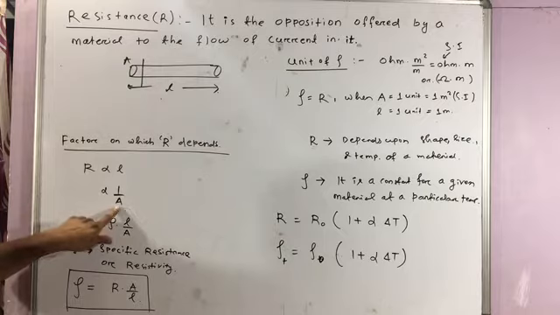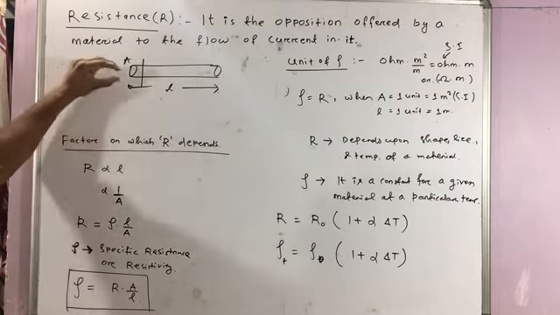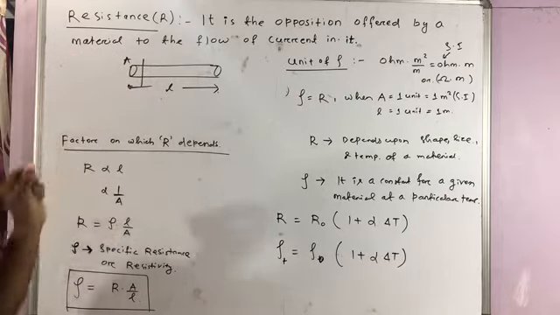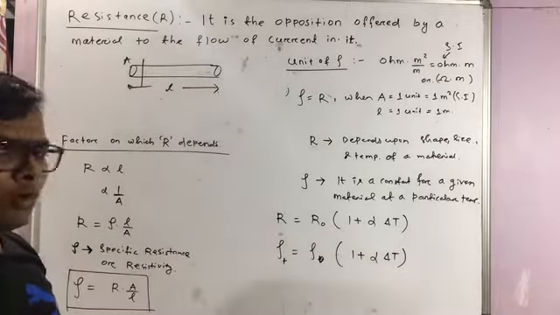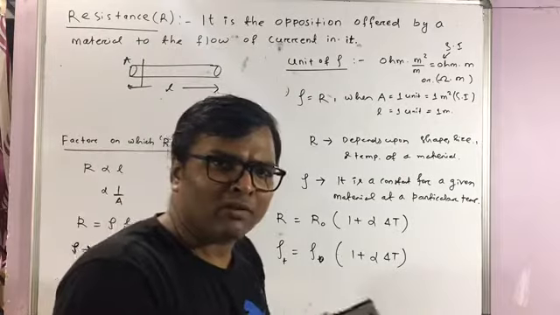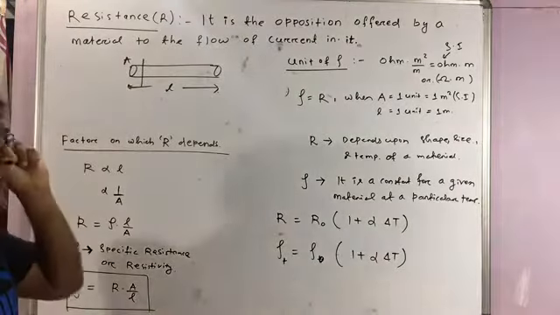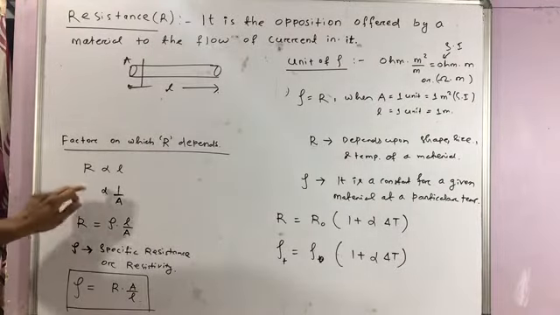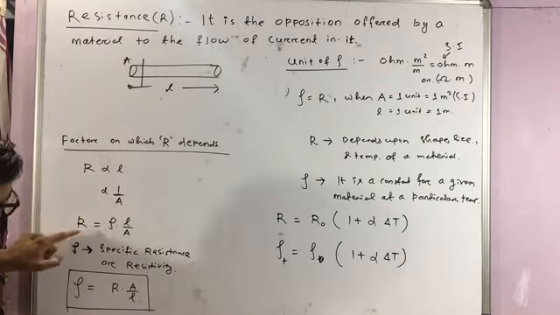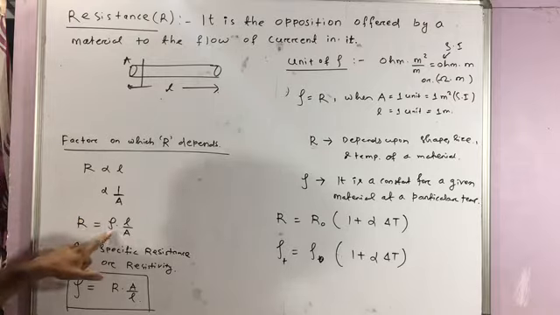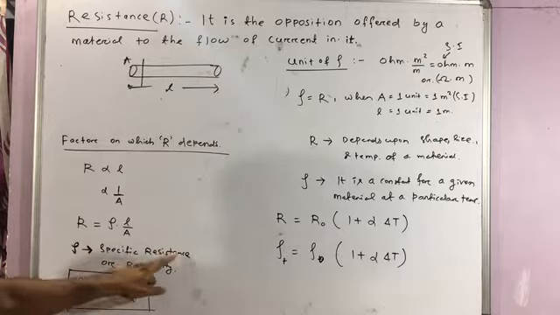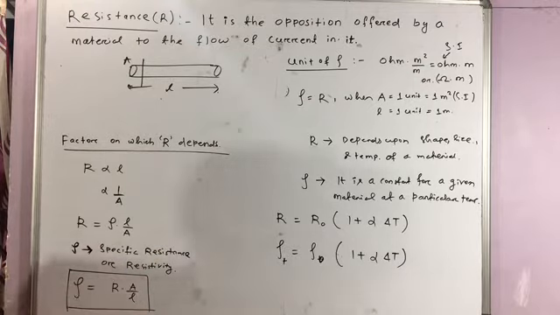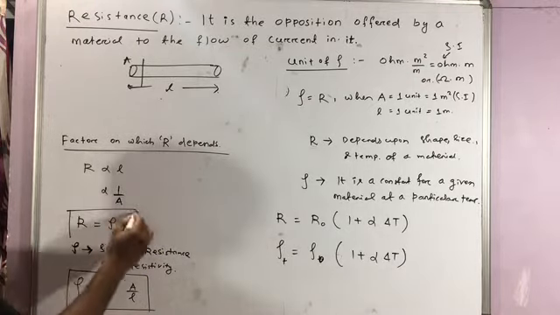Clear? And if the area of cross section is more, the resistance will be less. From common sense, if the area of cross section is more, then the electrons will find more area to pass through, so the number of collisions per second will reduce. Clear? So if you combine these two, R is given by a constant rho L by A. Here rho is called the specific resistance or resistivity. Here R is equal to rho L by A.